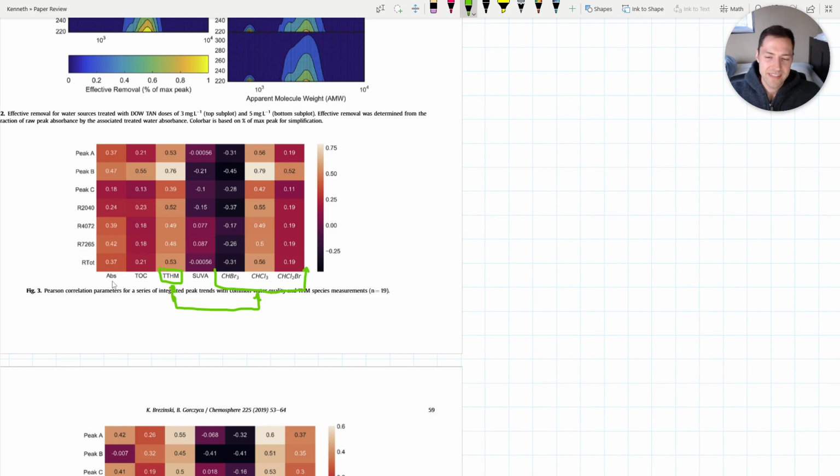And then additionally, we have things like absorbance, TOC, SUVA. For the sake of this discussion, unless you're very familiar with the way that water is treated, I'm not going to focus too much on this because it already takes a little bit away from what we're talking about in the paper. But pretty much we wanted to look at these peaks.